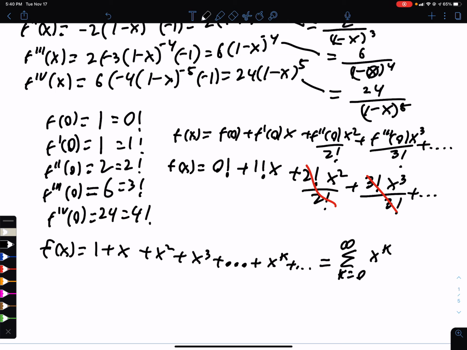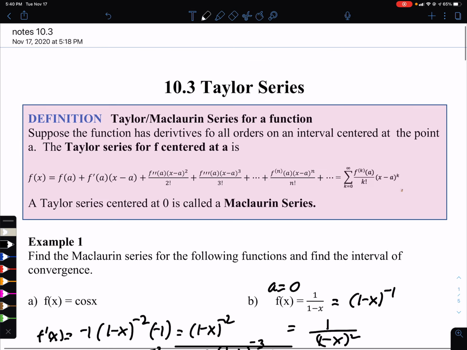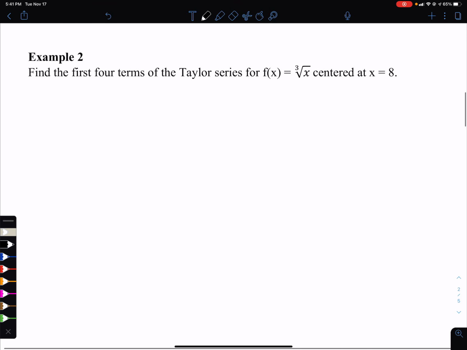Now, to find the interval of convergence, now we know this is the series for the geometric. I'm not going to do the work, but we could do the ratio test like we did on the last problem, and we can find the interval of convergence just like the previous one, but not going to do that. Okay? So let's keep going through more examples.